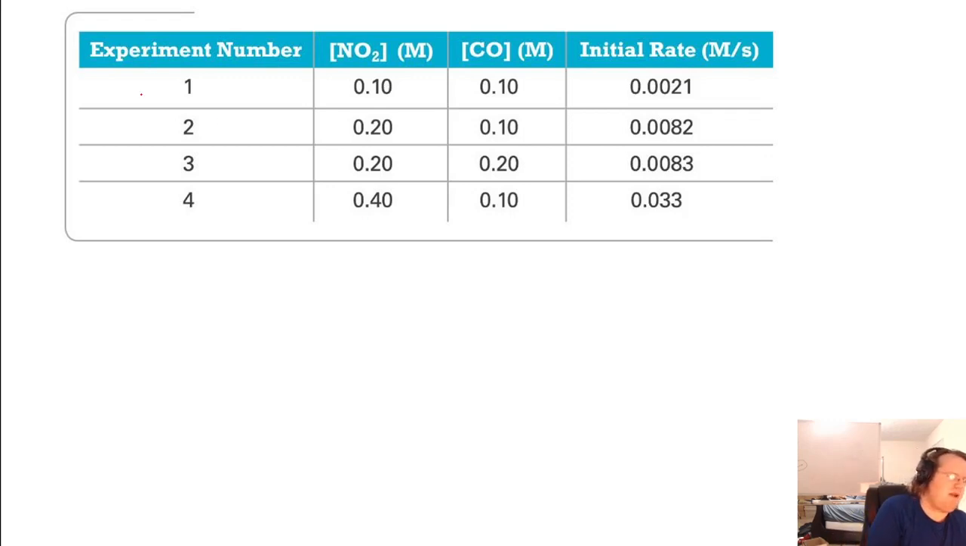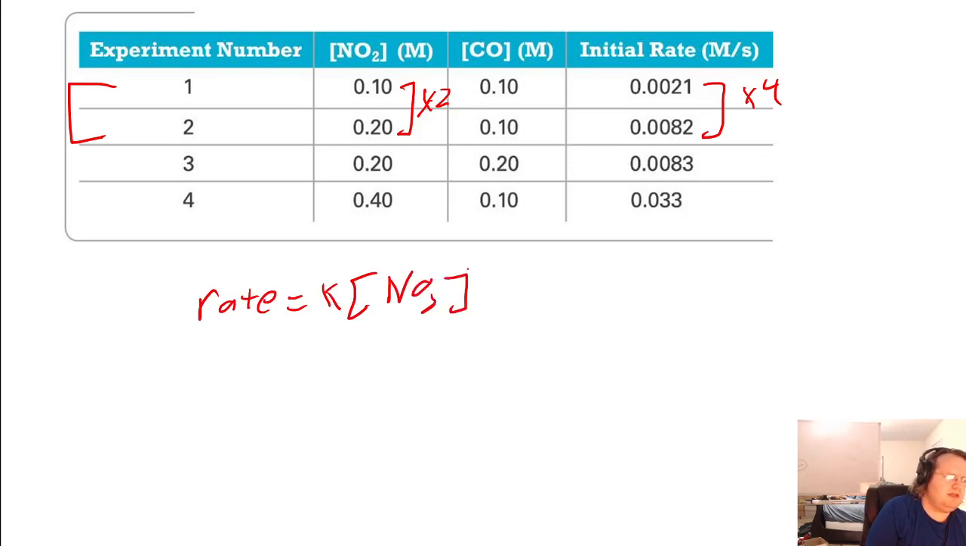So for example here, I'm going to look at experiment 1 and 2. There, my NO2 doubles. My carbon monoxide doesn't change, so it doesn't impact this. Well, my rate went up times 4. That suggests that in my overall rate law, my NO2 is going to be squared because it's second order.